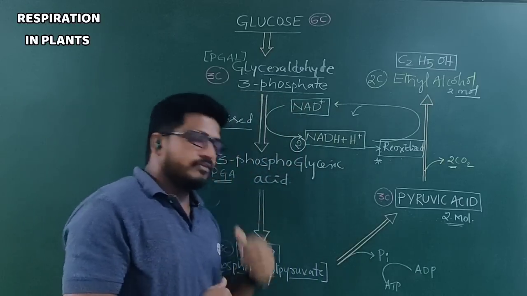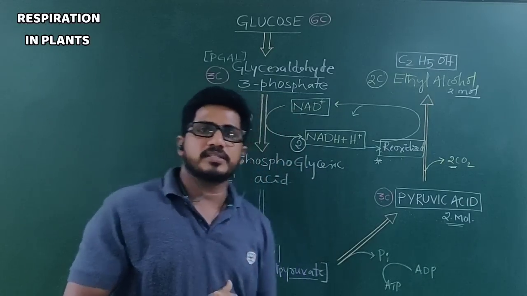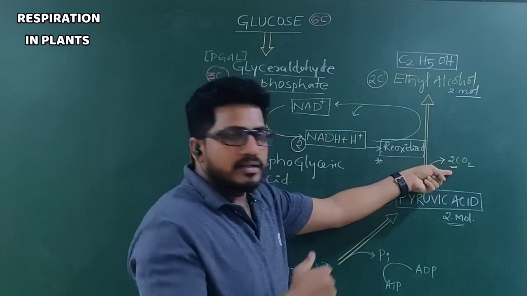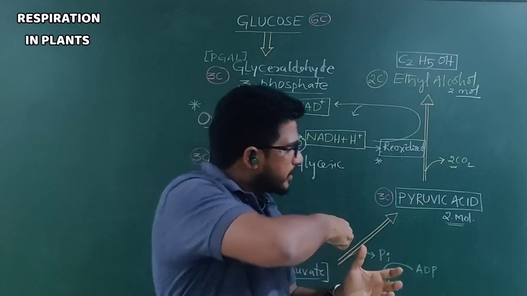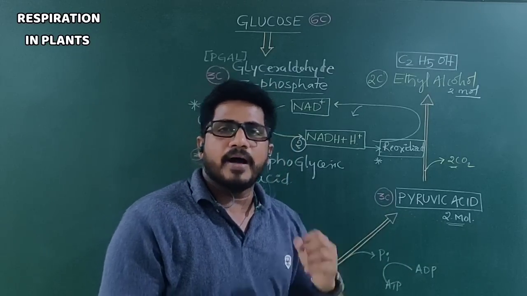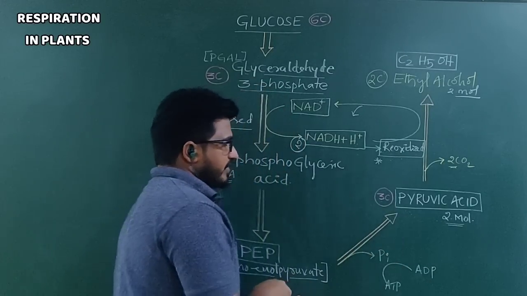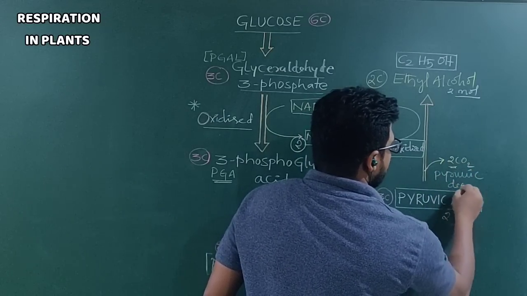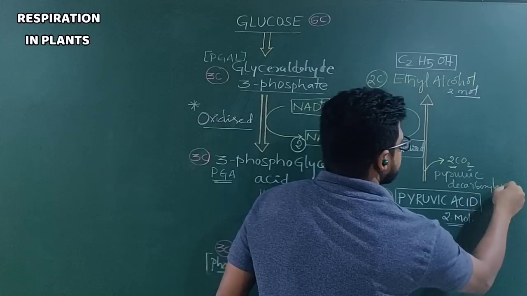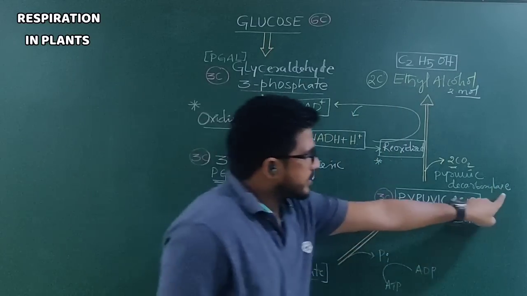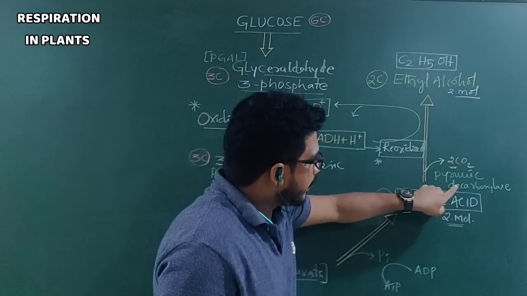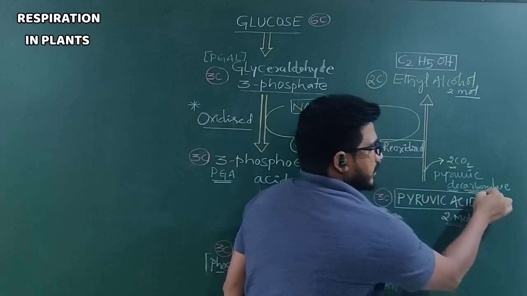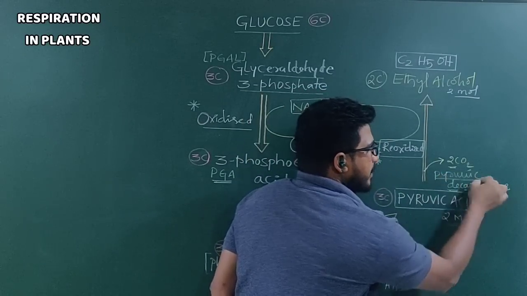But here the products of glycolysis are not one pyruvic acid, but 2 molecules. So 2 molecules have 6 carbons, and 2 carbons are lost. To remove the carbons from the pyruvic acid, pyruvic decarboxylase enzyme is required. So very, very important. Pyruvic decarboxylase: ASE means what? Enzyme. Enzyme that is removing carbon. De means what? Removal. Carbon is removing. Enzyme that removes carbon from pyruvic acid.